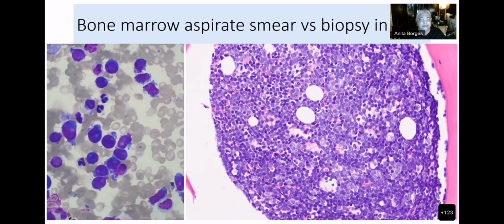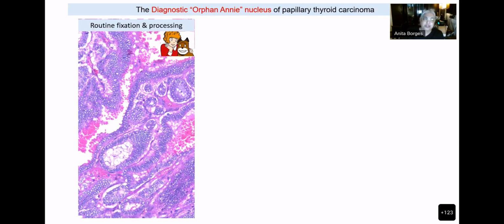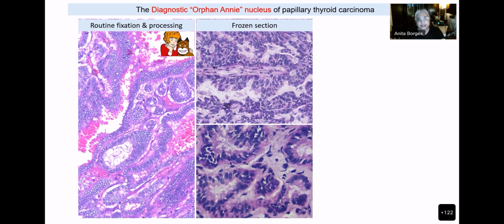Okay, the issue is, if you are going to look, and just now Praveen showed you this routine fixation and processing of a thyroid carcinoma, which is showing the orphan Annie nuclei, but this is the frozen section of the same case. Do you see the orphan Annie nuclei? No. But if you have fixed this in your head as this is how a frozen section on a thyroid carcinoma, a papillary carcinoma, will look like, then you're not going to miss this diagnosis.